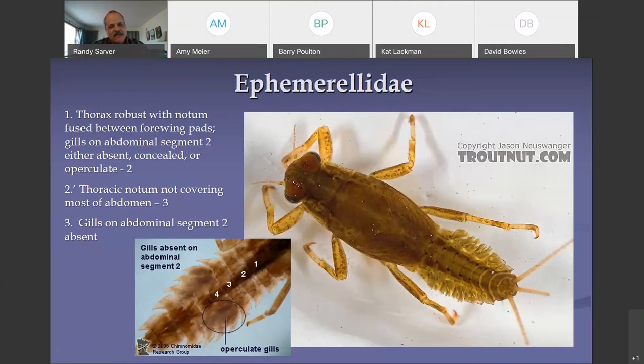So if you look at the bottom left photo, these segments are numbered for you. If you look at one and two, you will not see any lateral gills nor gill scars or anything like a gill got knocked off. There is an operculate gill on the posterior end of segment three. An operculate gill is like a hard covering gill, a harder gill. There are softer, more filamentous gills underneath, but this operculate gill is sort of a protected gill. So gills on abdominal segment two are absent. They have gills starting on abdominal segment three. Okay.